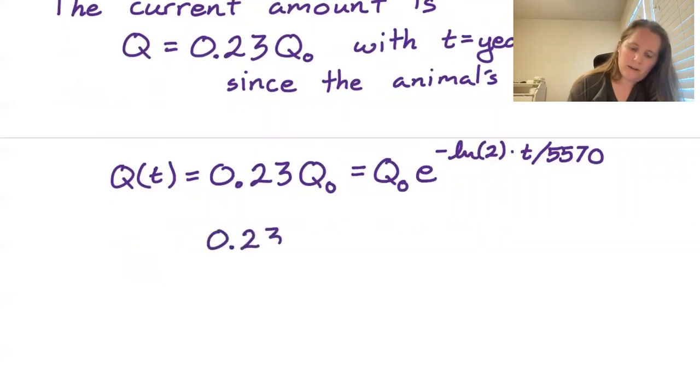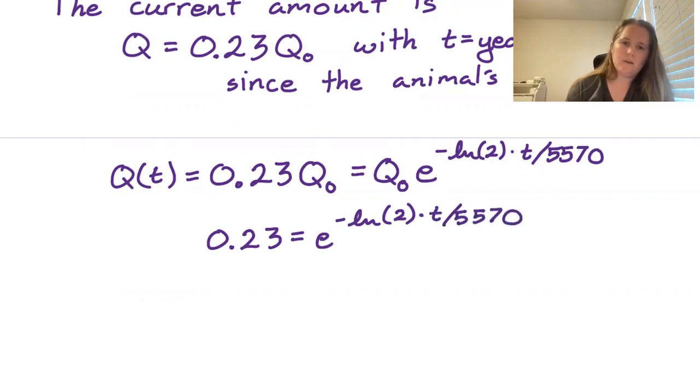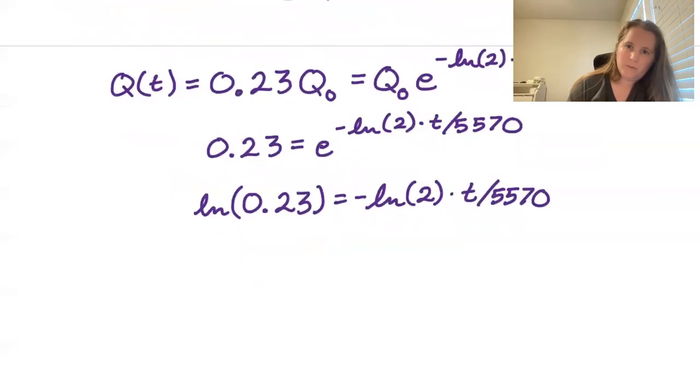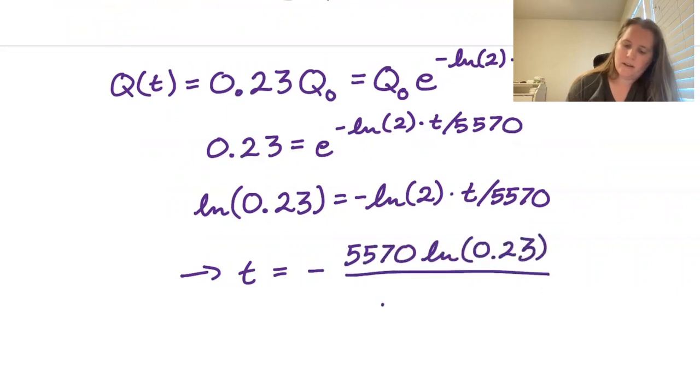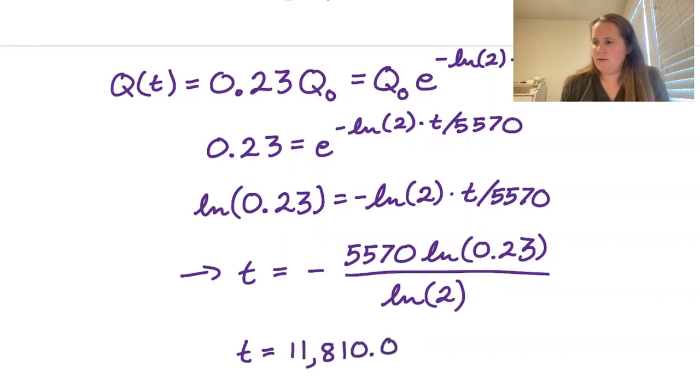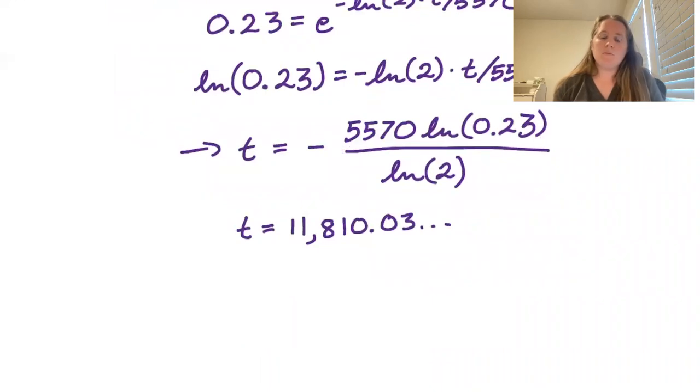This means we have 0.23 is equal to e to the negative natural log of 2 times t divided by 5,570, or the natural log of 0.23 is equal to the negative natural log of 2 times t divided by 5,570. And we therefore get that t is equal to negative 5,570 times the natural log of 0.23 divided by the natural log of 2. If we plug this into our calculator, we wind up getting t is equal to 11,810.03.